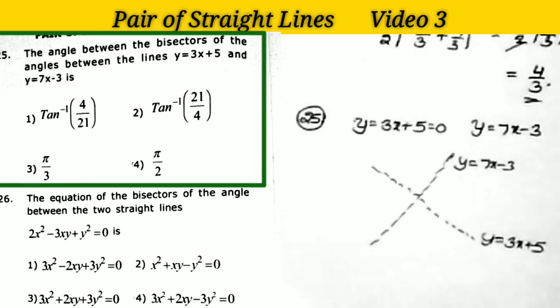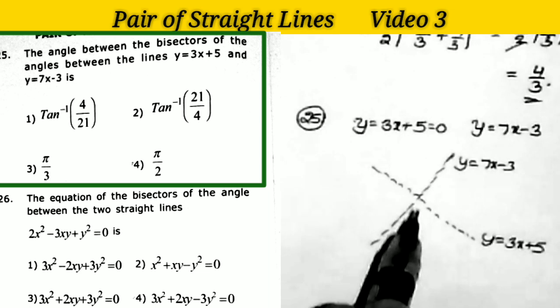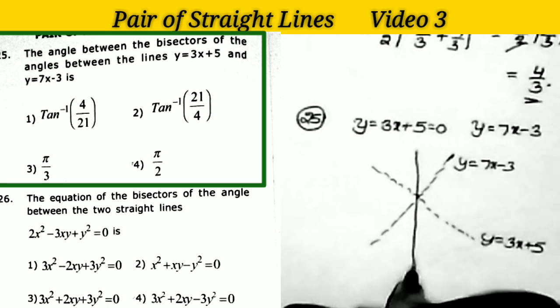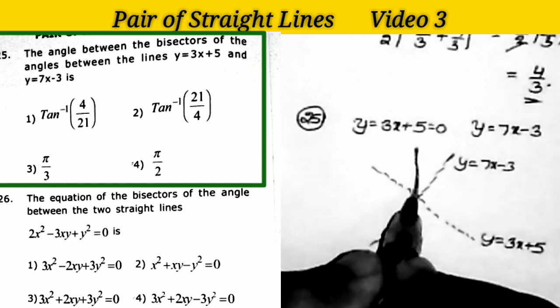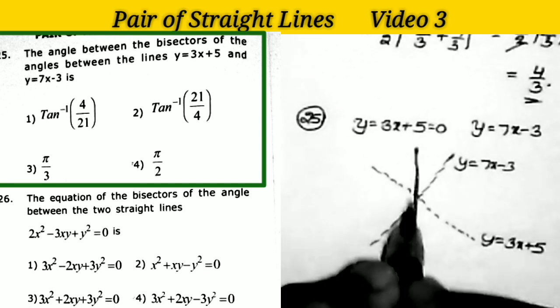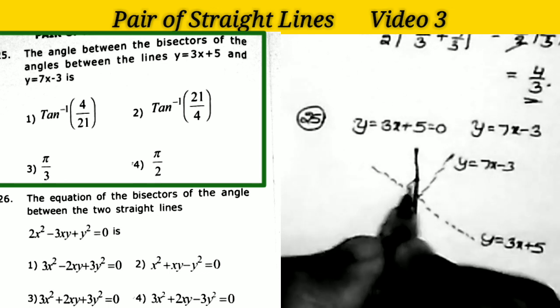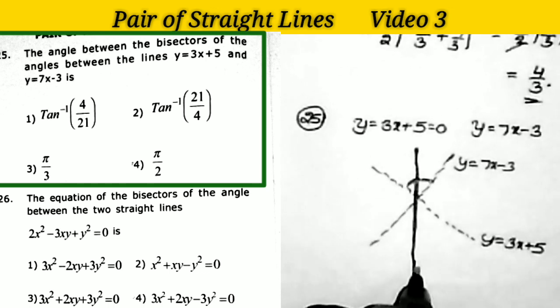What is the given question? The angle between the bisectors of the angles of these lines. That is, first we have to take the bisectors of the angles of these lines. What are the bisectors of angles? Angular bisector. Bisector of angle means angular bisector. This is the angular bisector of the two lines. Angular bisector means the line which bisects the angle. This is the line bisecting the angle, that is, this line cuts the angle between the two lines into two equal parts.